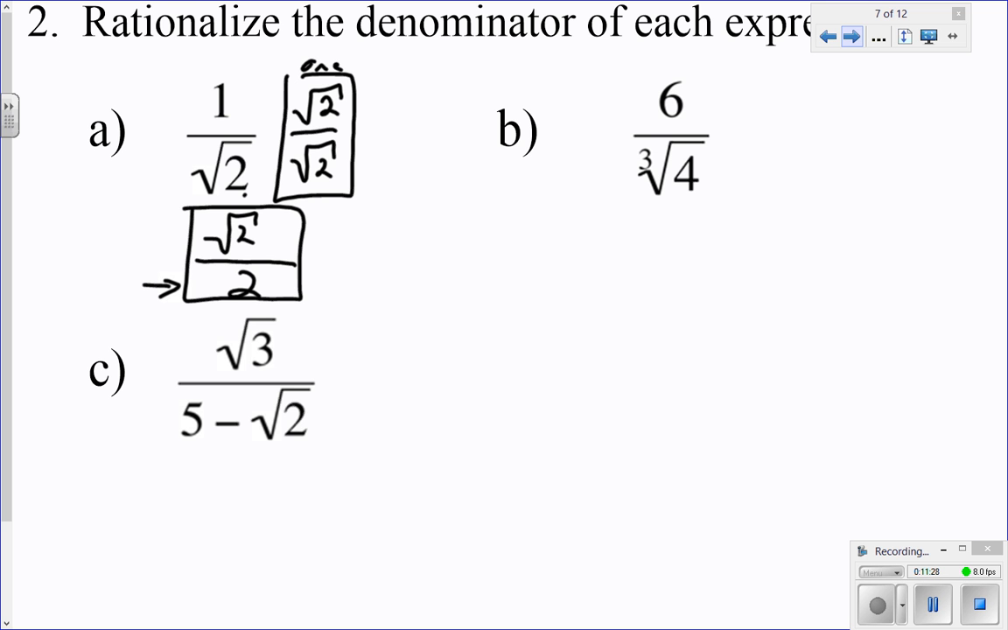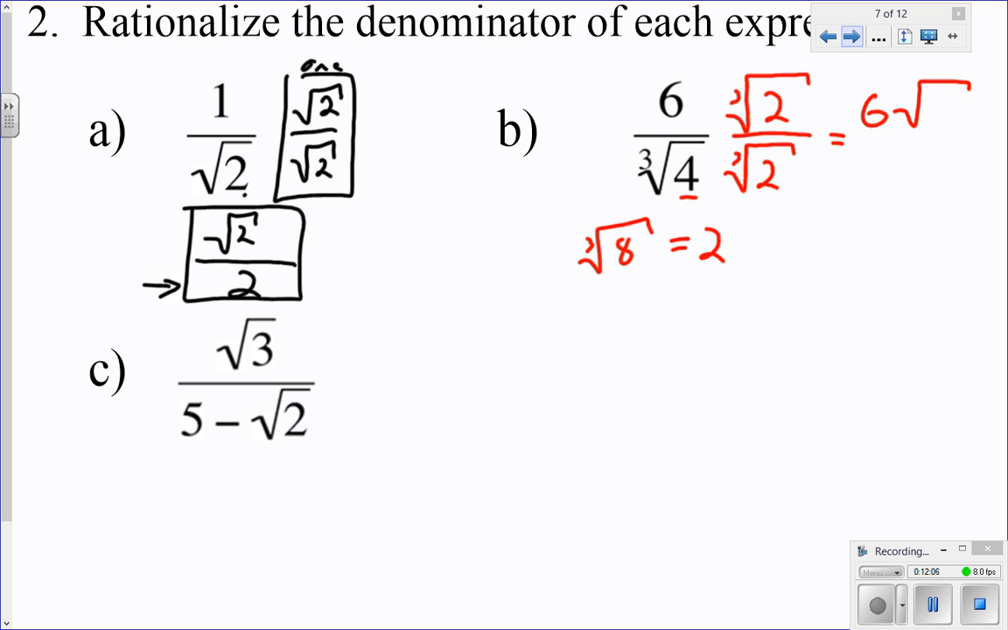All right, so here on the next one, I got to think, I'm trying to get a perfect cubed root here. So I know that 8, the cubed root of 8 is going to be equal to 2, and that would rationalize my denominator. So to get this 4 to be 8, I want to multiply it by the cubed root of 2, and then I want to make sure I'm just multiplying by 1, so I'm not changing the equality here. So I get 6 times the cubed root of 2 all over, well, it's going to be the cubed root of 8, which will end up being 2.